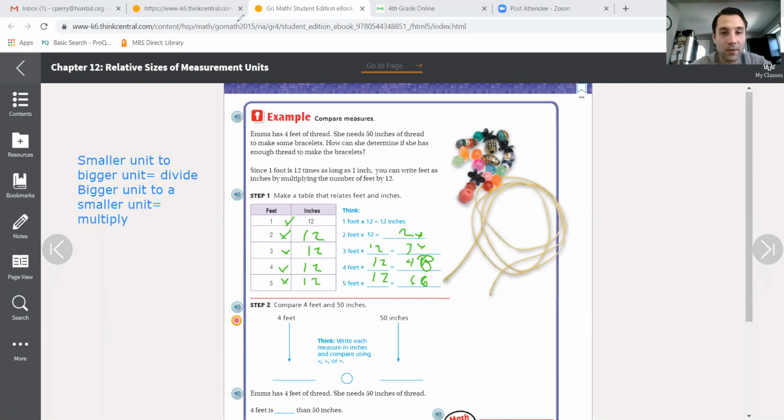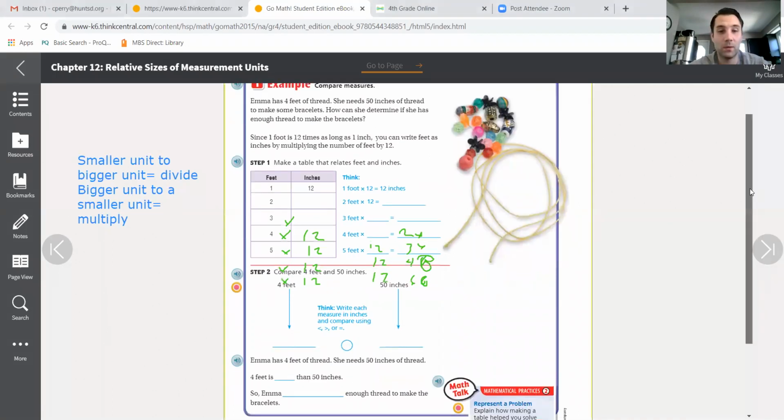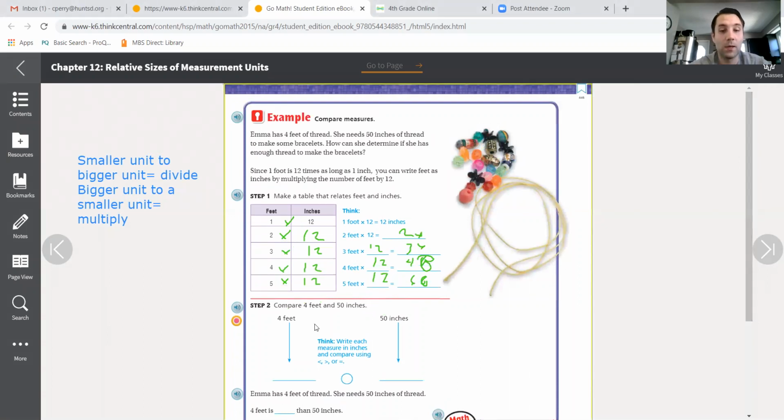Okay, so let's think about this. Let's go back to our question, see if we're still on the right track. Emma has 4 feet of thread and she needs 50 inches of thread to make some bracelets. How can she determine if she has enough thread to make the bracelets? So let's look at our table and let's look at step number 2. Compare 4 feet with 50 inches. Okay, so we know 4 feet is how many inches? 4 feet is 48 inches, and she has 50 inches here.